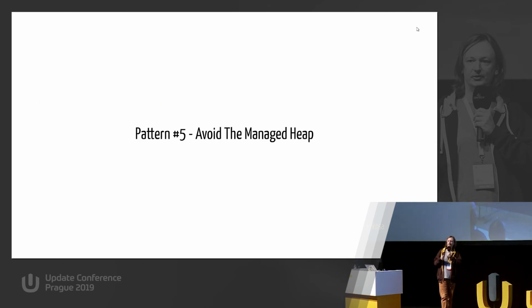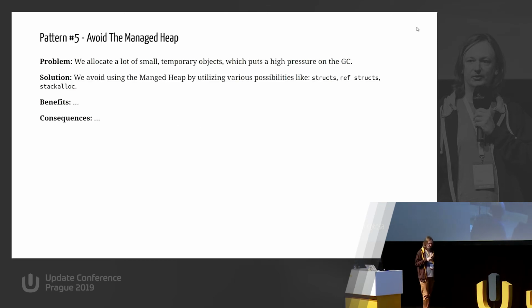Pattern number 5, a tremendously popular approach: avoiding the managed heap. Obviously the .NET garbage collector is awesome and everything works very fast, but the fastest allocation is the allocation that is not done at all, because then we don't have allocations. So we will try to provide something that avoids the managed heap.